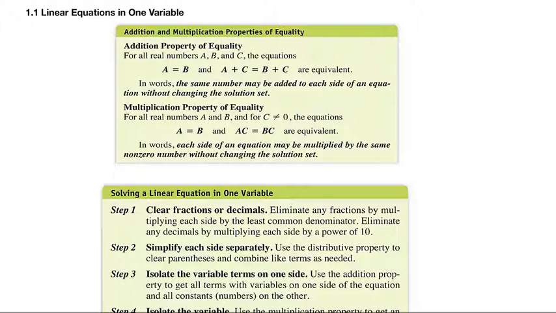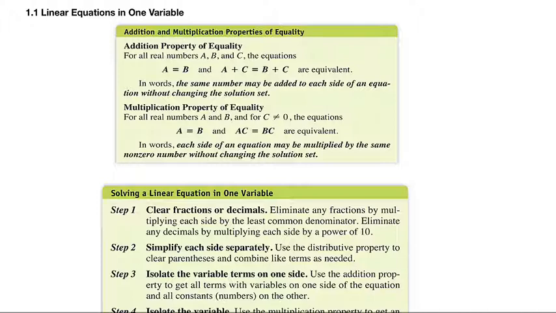So right, like we said, we have the addition property of equality. For all real numbers a, b, and c, the equations a equal b and a plus c equal to b plus c are equivalent. In words, the same number may be added to each side of the equation without changing the solution set. So then we also have the multiplication property of equality, which we've used. We've used both of these already.